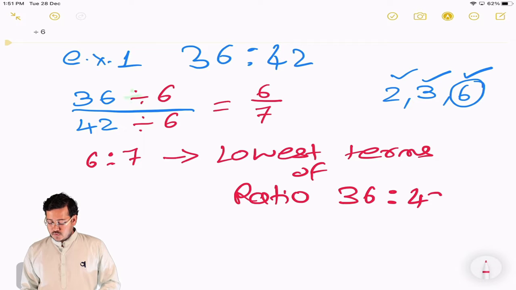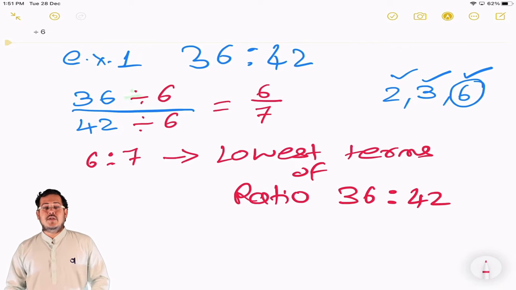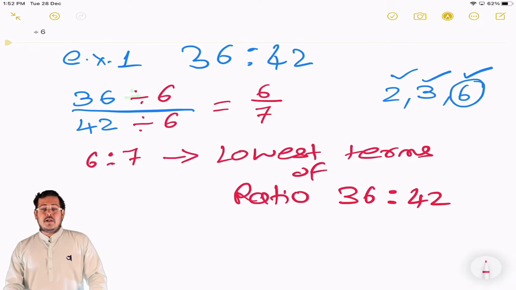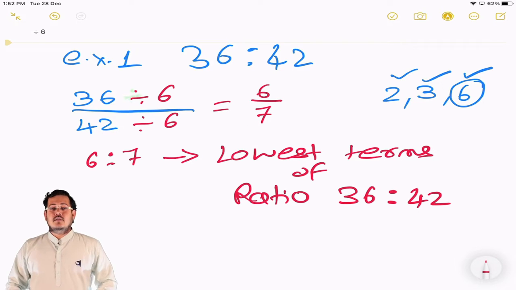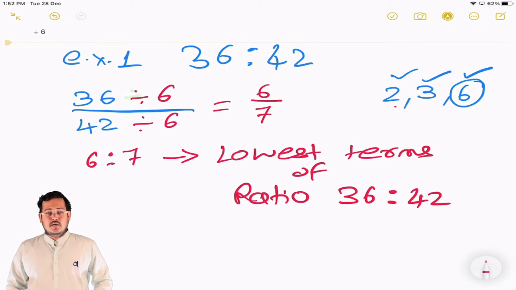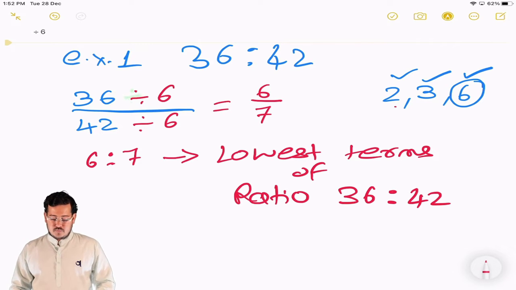So this way, whenever the question asks you to compare or express the ratio in the smallest form or the lowest form, you can do it like this. First of all, you have to always start with 2. If both the denominator and the numerator are divisible by 2, then you should divide by 2, and then you can continue. I will give you one more example of this.